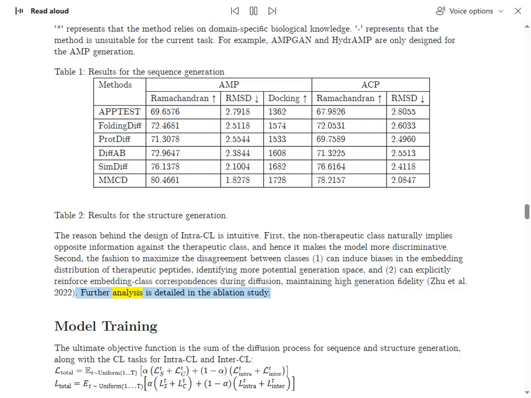Further analysis is detailed in the ablation study. Model training. The ultimate objective function is the sum of the diffusion process for sequence and structure generation, along with the CL tasks for intra-CL and inter-CL.